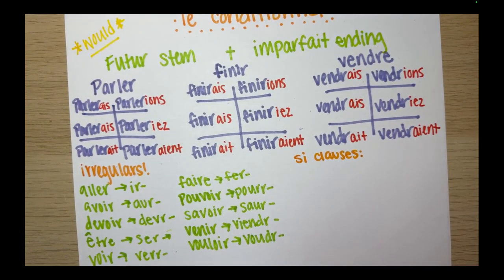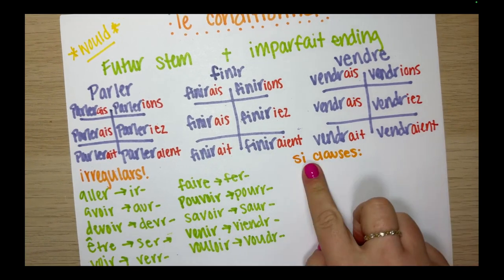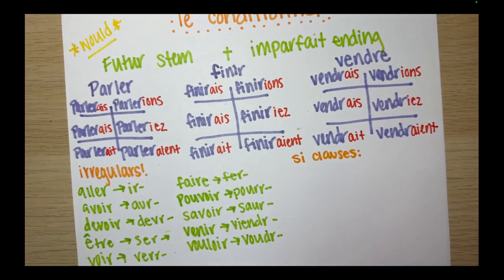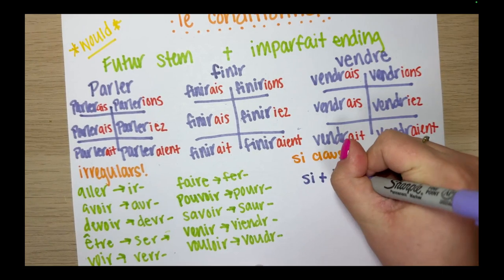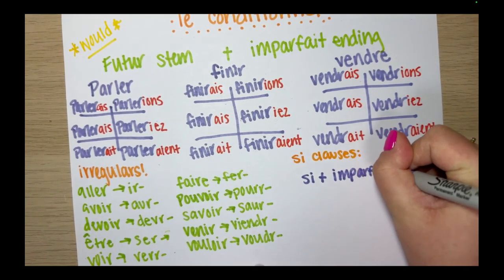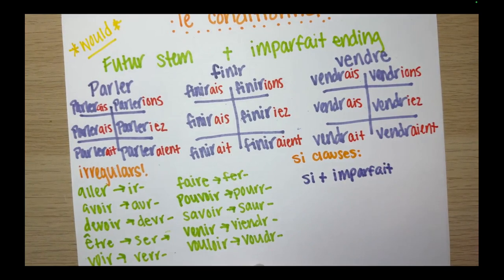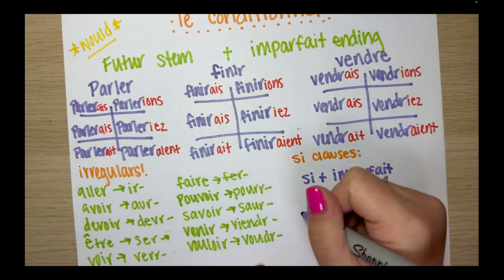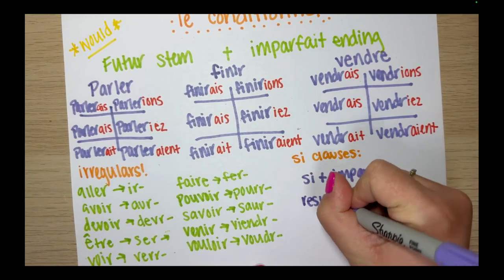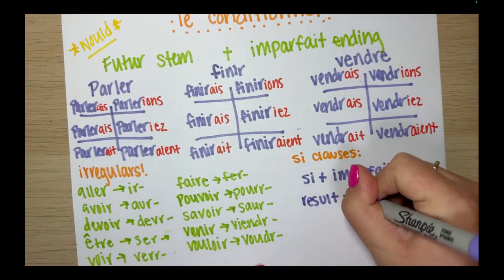Si clauses. Basically, this is your first part. The si starts off your sentence or ends your sentence, either way. But the si is your if. When you have si clauses, there's two main things to know. Si plus imparfait, and then your result will be in the conditionnel. So your si, your if, is the imparfait, and then your result, whatever happens, is your conditionnel.